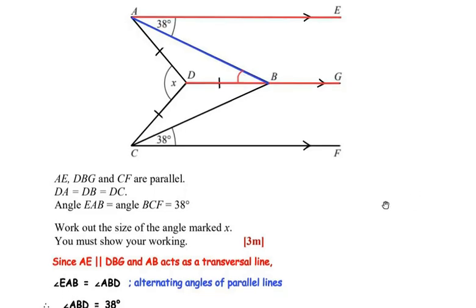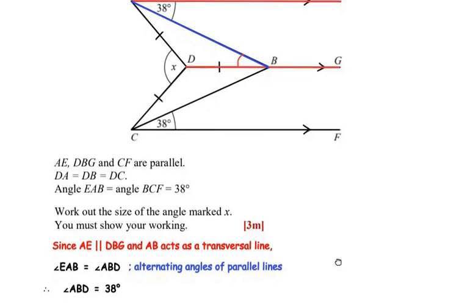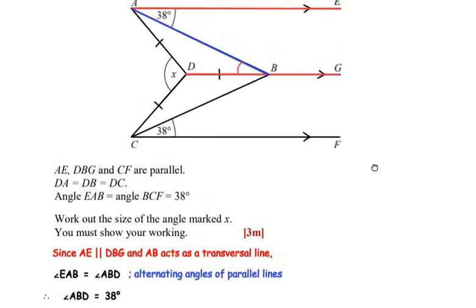So here we have written, since AE is parallel to DBG and AB acts as a transversal line, angle EAB will be equal to angle ABD, that is the alternating angles of the two parallel lines will be equal. And since the value of angle EAB was given to us as 38 degrees, angle ABD will be also equal to 38 degrees now.